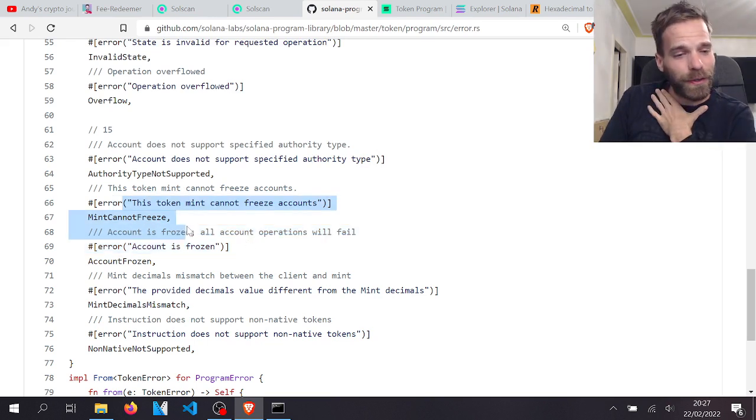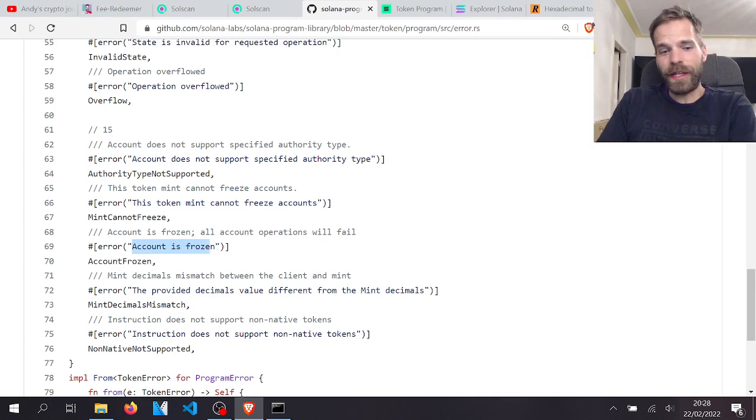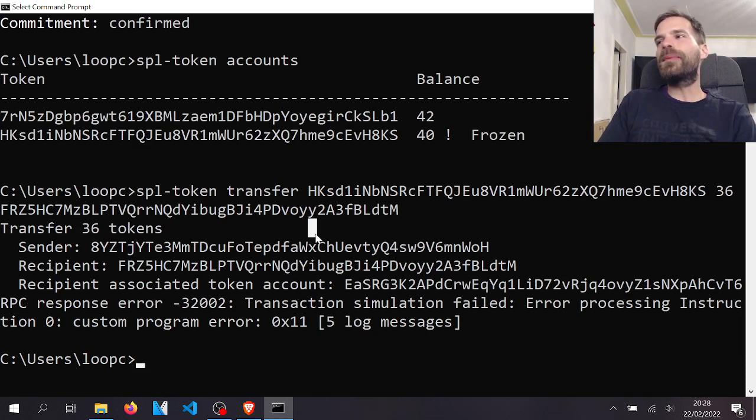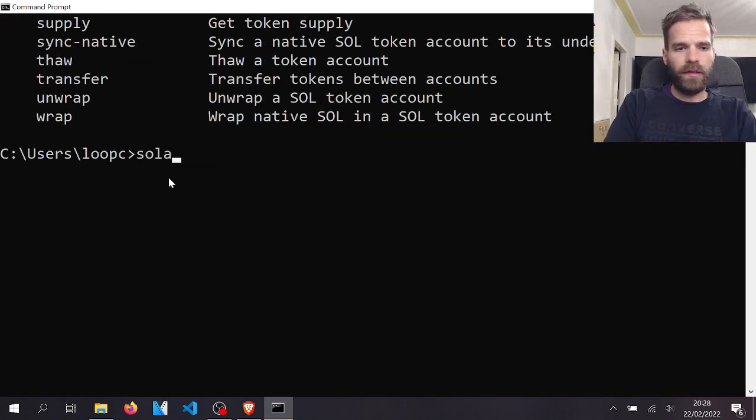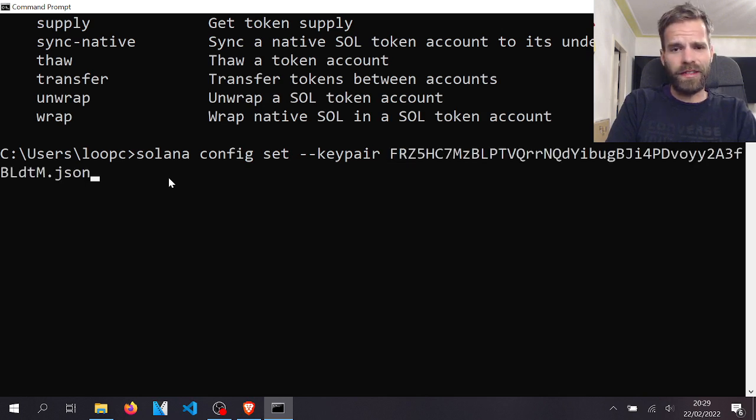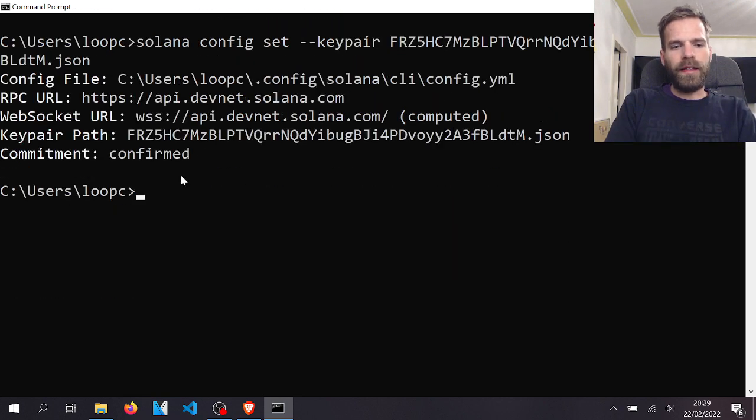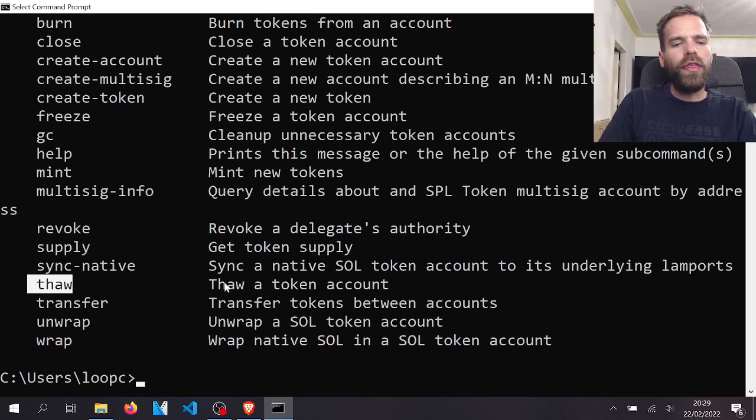There you have it. That's how you get to your error messages. Account is frozen. We just cannot send because our account is frozen. Okay. Let's be nice to that guy and say, well, dear sir, we have to change it back to Solana config set key pair, also something I need a shortcut for. And then we go back to the freezer. We can allow sending again by SPL token, let's see, thaw a token account.